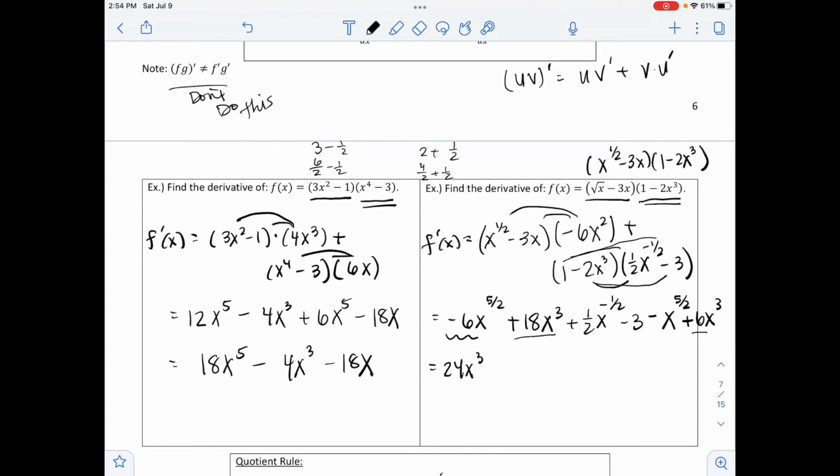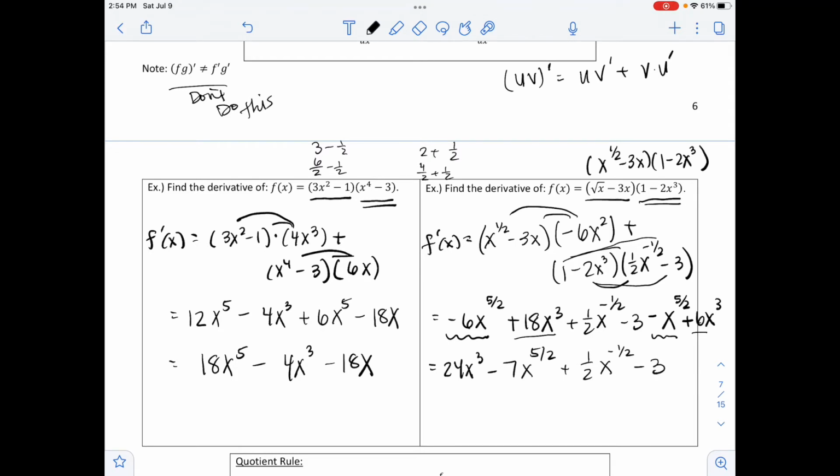And then we have a negative 6x to the 5/2 and a negative 1x to the 5/2. So we have negative 7x to the 5 over 2. Then we have a plus 1/2 x to the negative 1/2 and a constant term of minus 3.